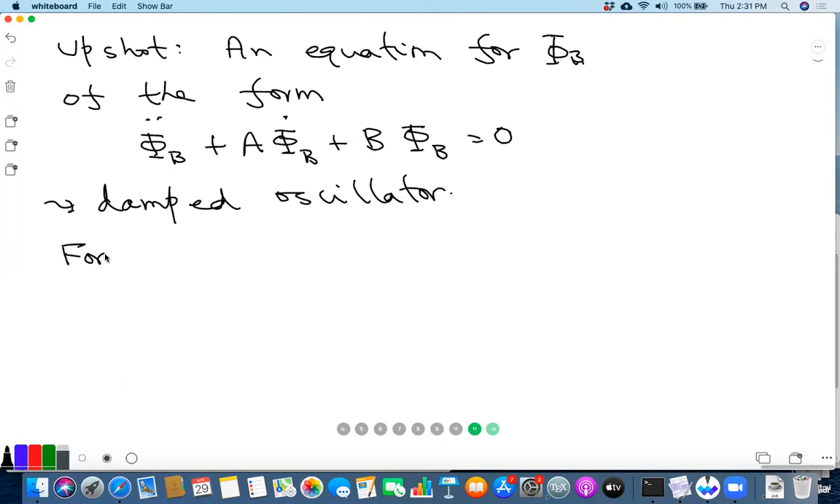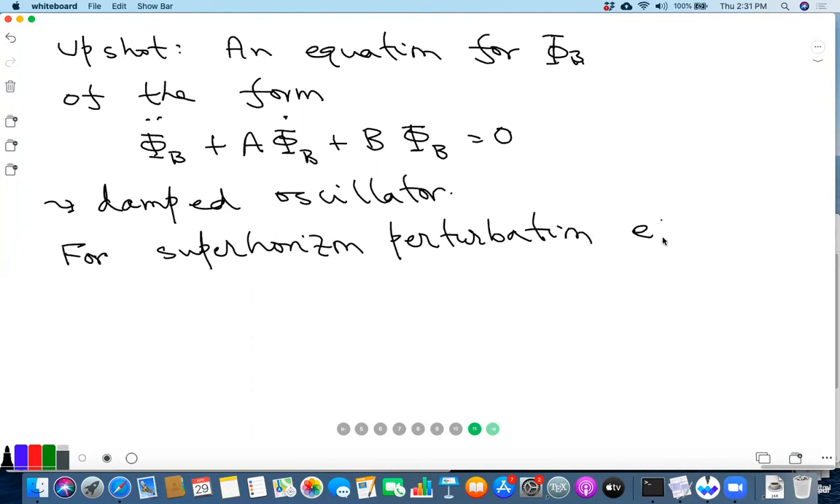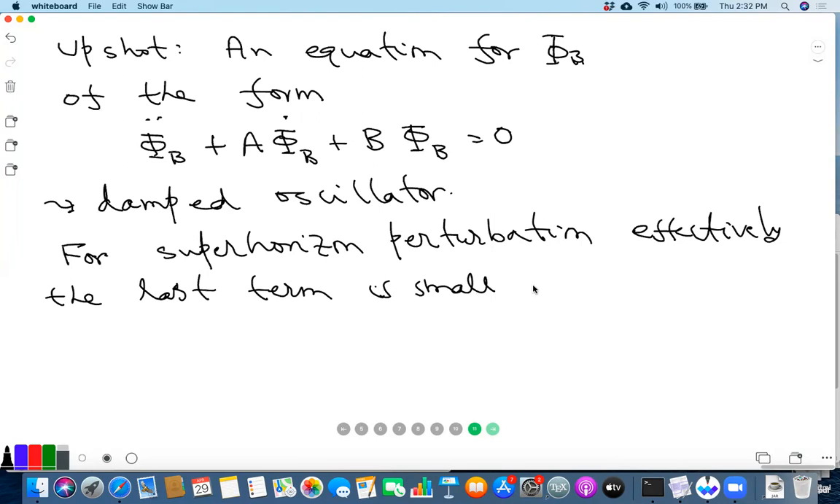For the super horizon case, effectively, the last term vanishes, the last term is small. And phi b dot goes to 0 at late time, which means phi b goes to a constant.